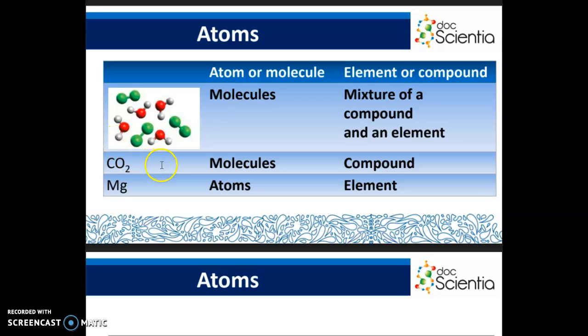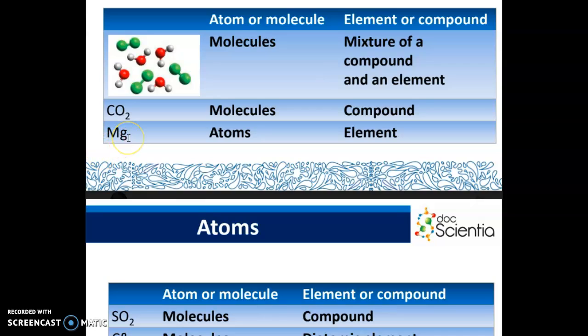CO2, is that a molecule or an atom? It's a molecule because it consists of two different ones. And is it an element or a compound? It's a compound because it's two different things together. Magnesium, Mg. Is this an atom or a molecule? It's an atom. It's a single form. It's on the periodic table. So is this an element or a compound? It's an element because it's on the periodic table.